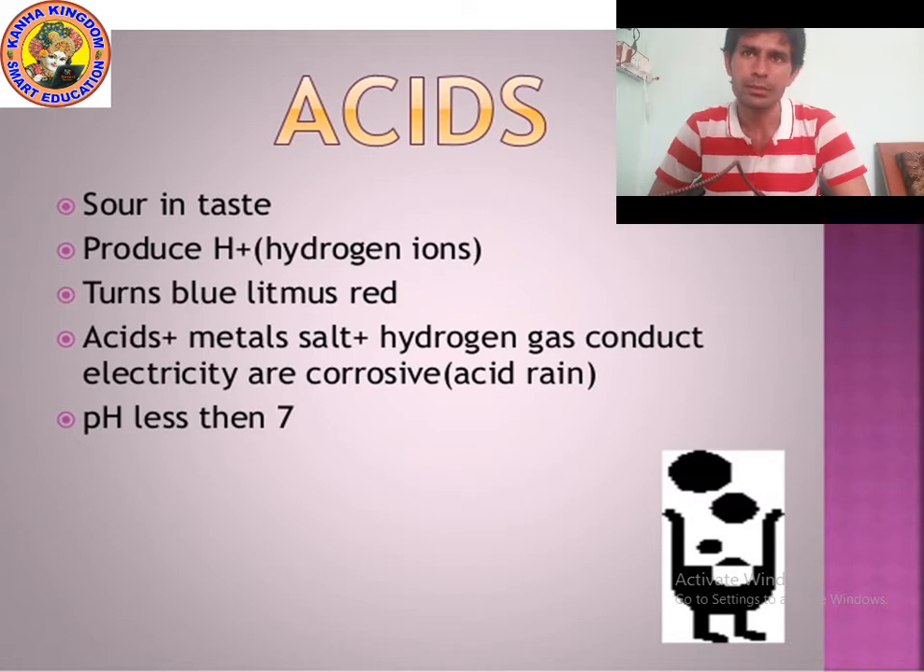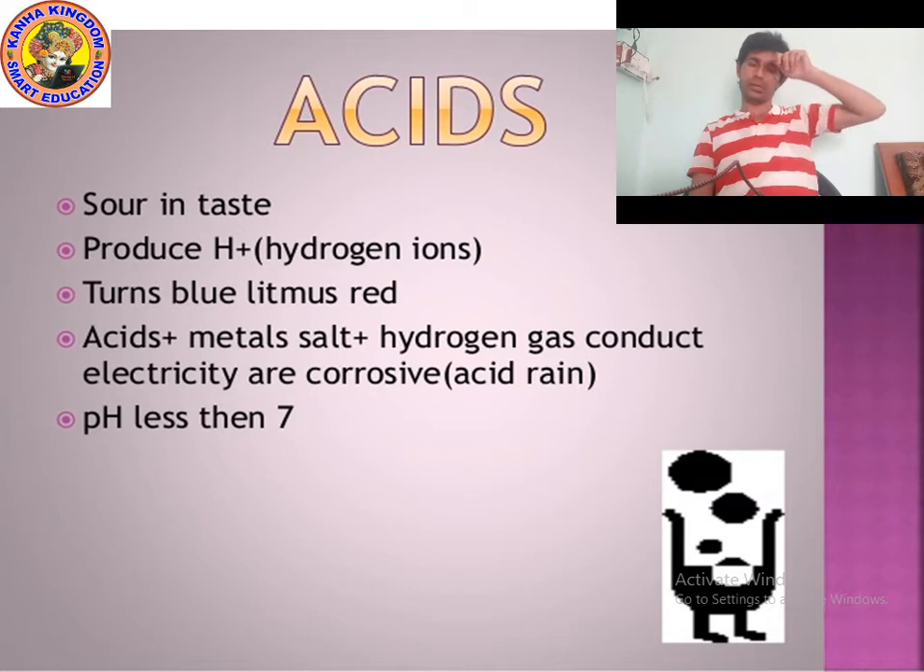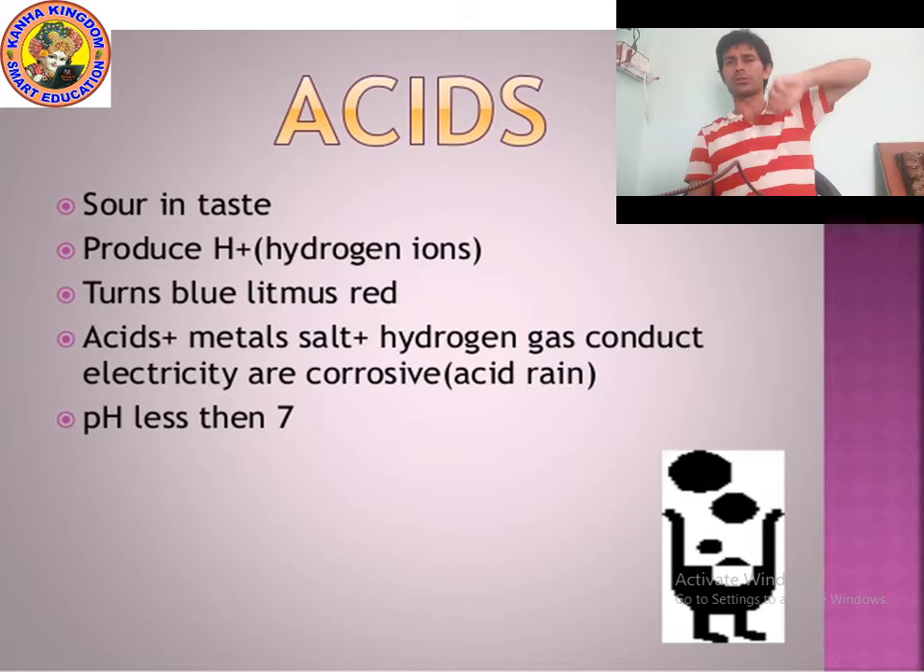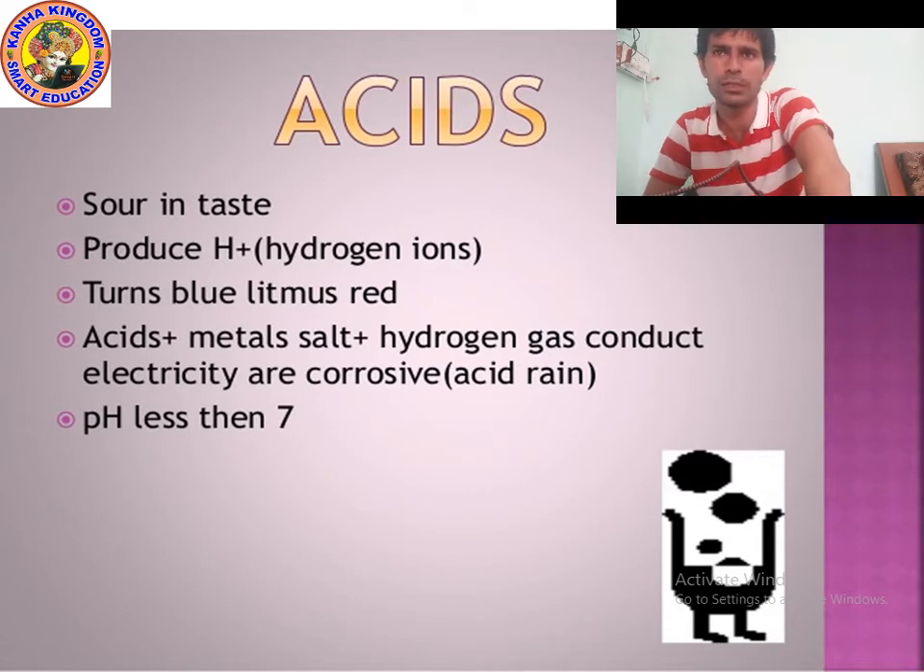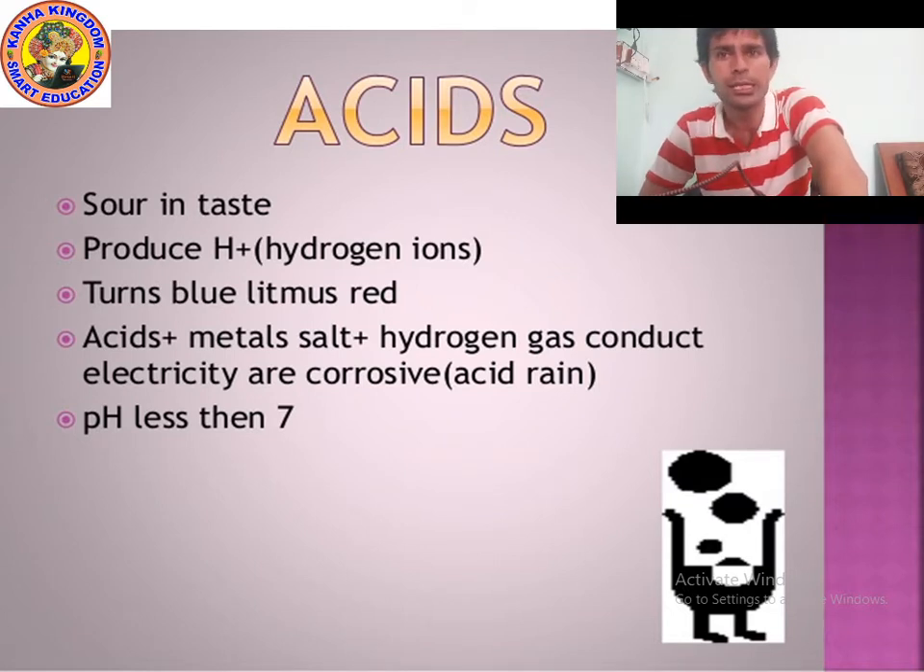Next, you can see on the screen: acid plus metal gives salt plus hydrogen gas. Acids conduct electricity and are corrosive, and they cause acid rain. Yes, acid causes acid rain.